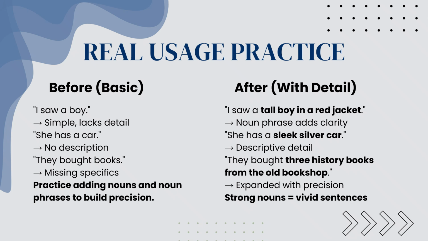Real usage practice. Now let's improve sentences. I saw a boy. I saw a boy wearing a black jacket. She has a car. She has a new red car. They bought books. They bought some interesting books. Now your sentences have detail, clarity, personality.